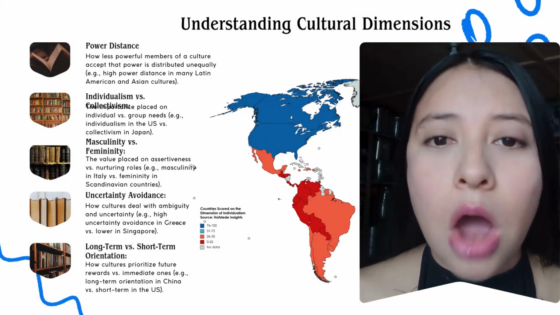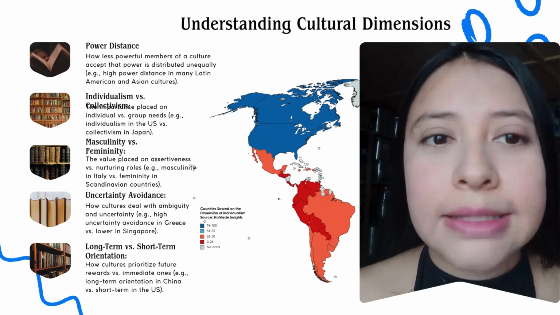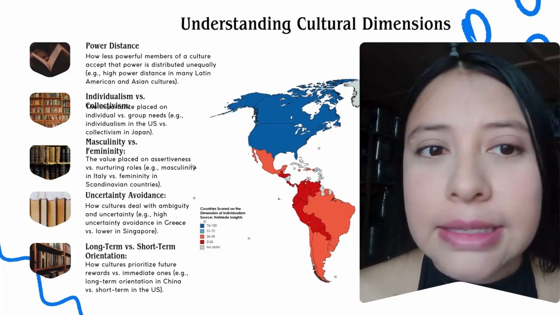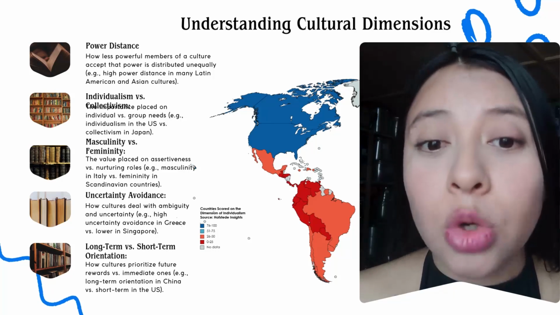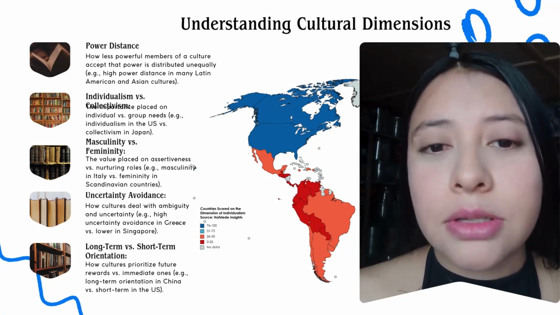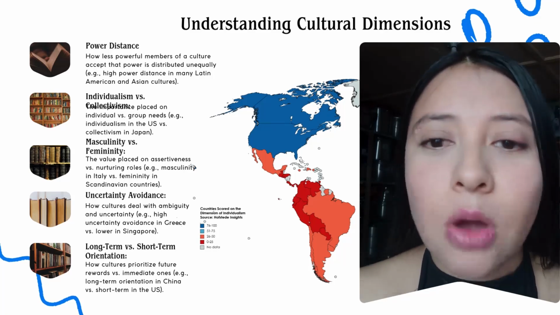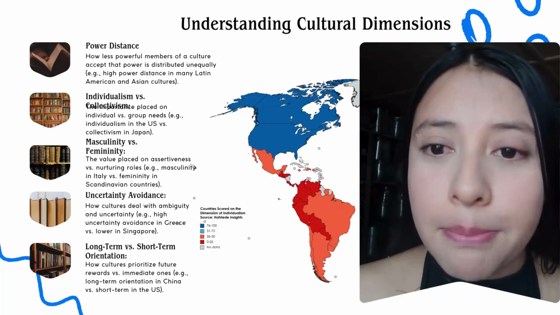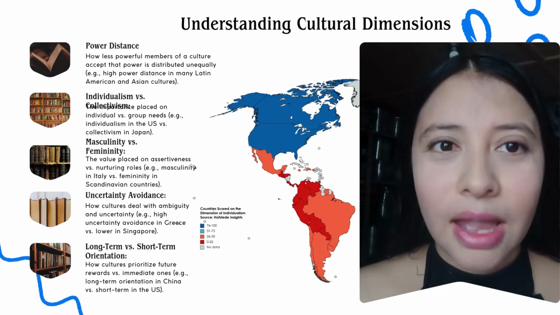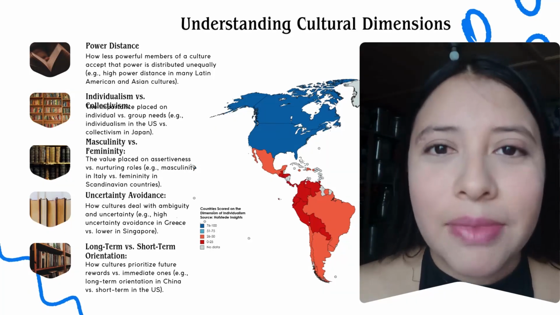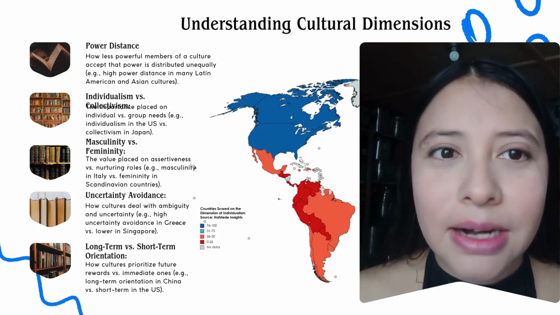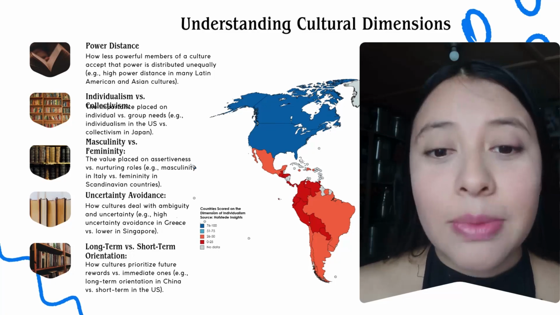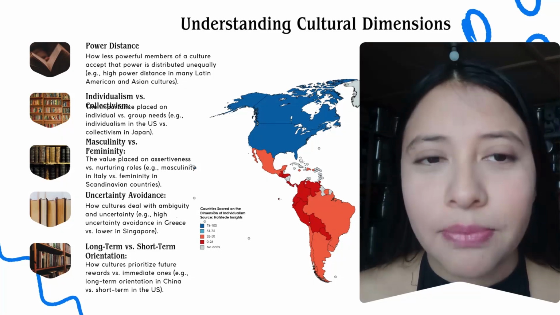Power distance: how less powerful members of a culture accept that power is distributed unequally. For example, high power distance in many Latin American and Asian cultures. Individualism versus collectivism: the importance placed on individual versus group needs. For example, individualism in the USA versus collectivism in Japan. Masculinity versus femininity: the value placed on assertiveness versus nurturing roles. For example, masculinity in Italy versus femininity in Scandinavian countries.